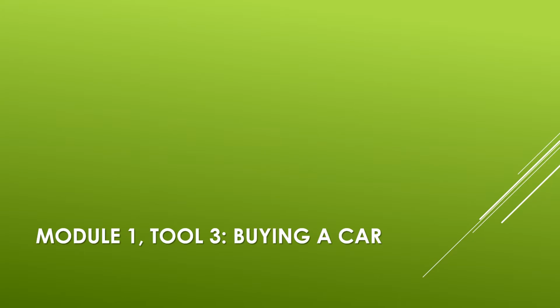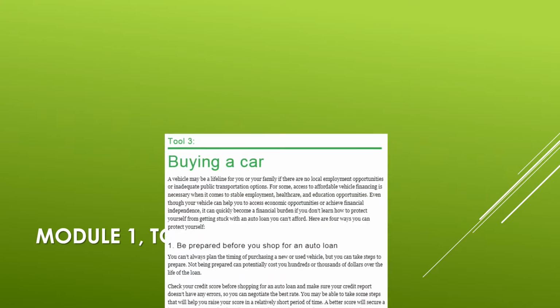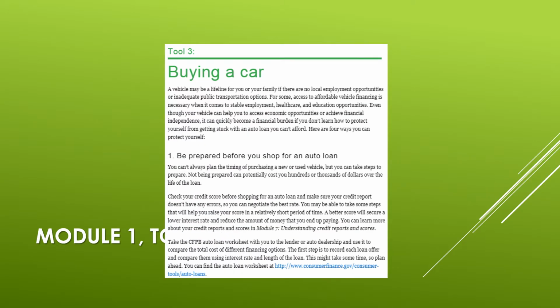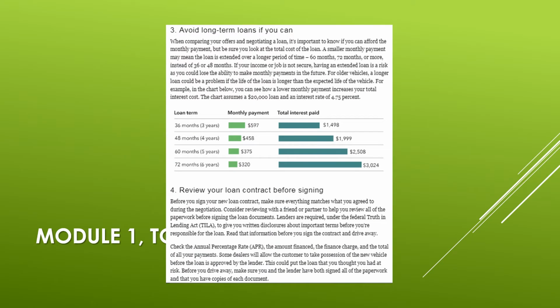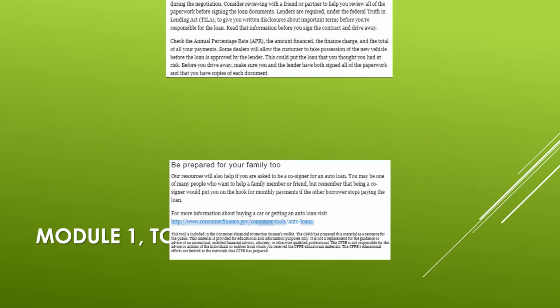Module 1, Tool 3 is another conversation piece. It really is just a list of topics for the consumer to consider prior to walking into a dealership. Getting prepared by working on the credit score to get the best rate for a loan, learning how to negotiate the terms of a loan, understanding the difference between long and short-term auto loans. This tool includes a breakdown of how much interest will be paid based on the term of the loan, as well as advice on how to review and sign the contract.